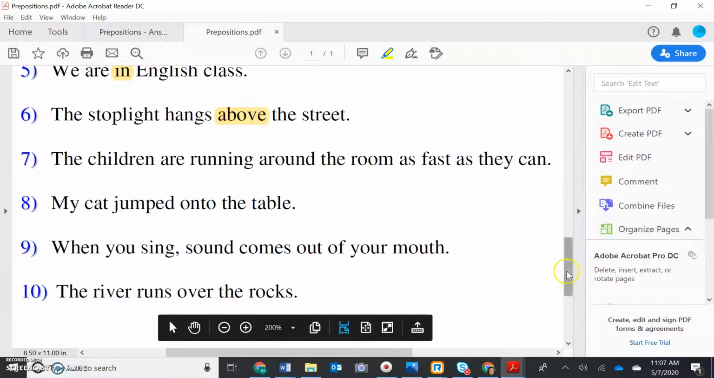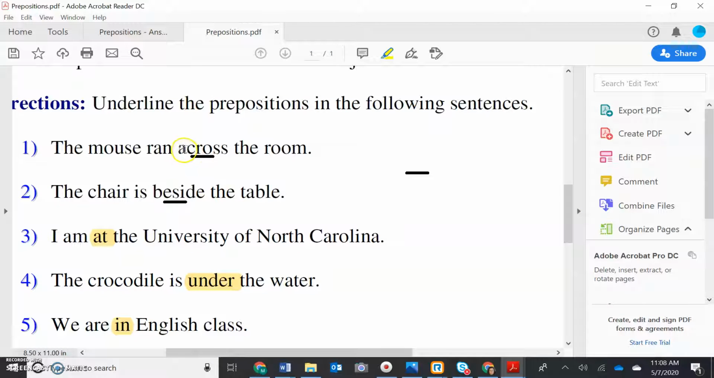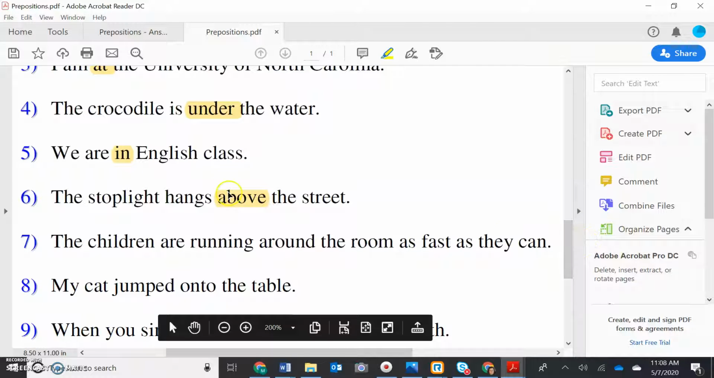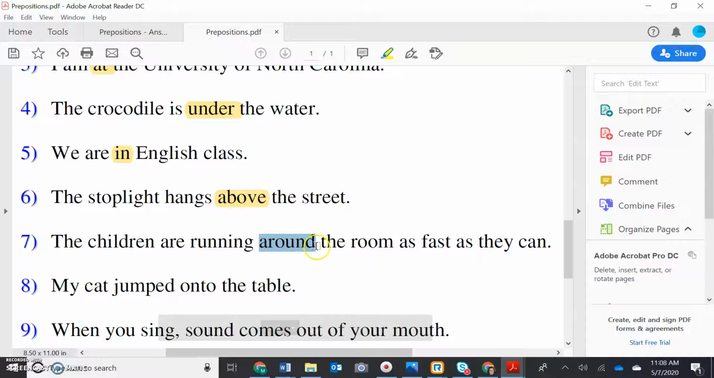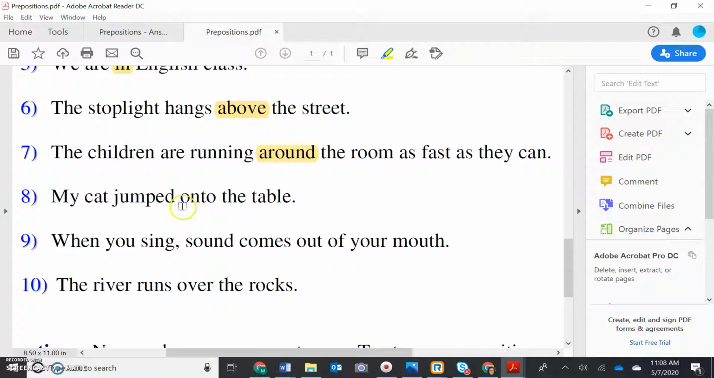Okay. So now that it's bigger, let's go back and see if you guys have it so far. You got across for number 1. The mouse is across, the chair is beside, I am at, the crocodile is under, we are in, the spotlight is above, and the children are, take your guess. Did you guess around? Okay, my cat jumped where? Where did the cat jump? Onto.